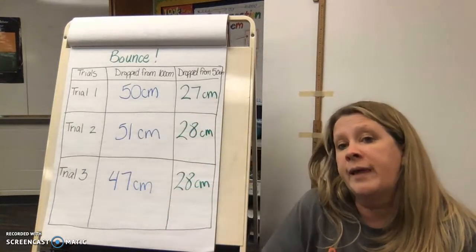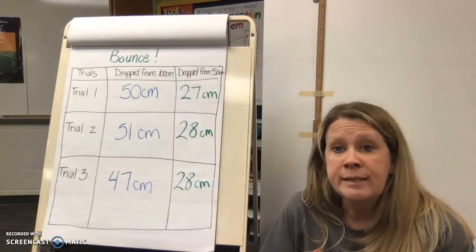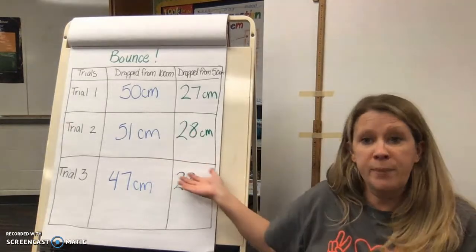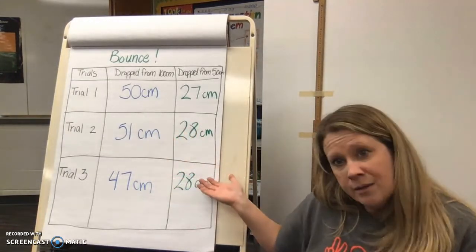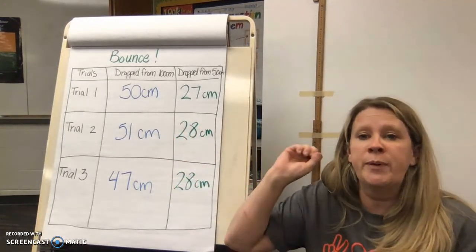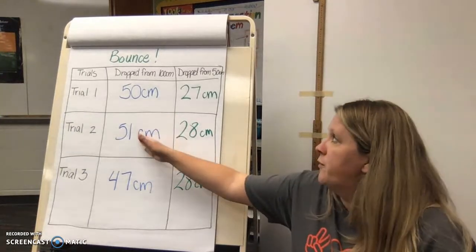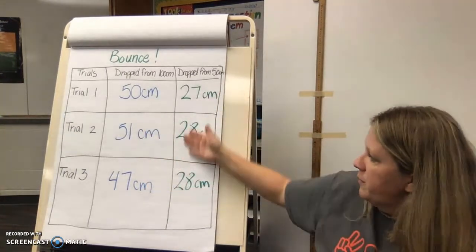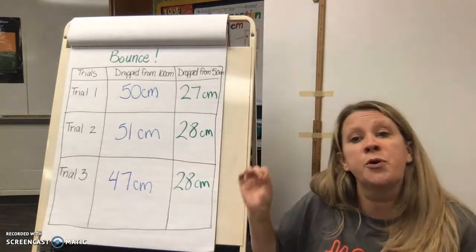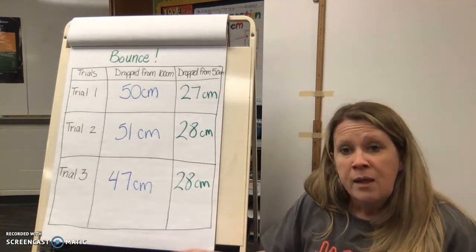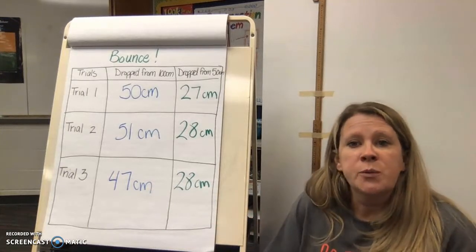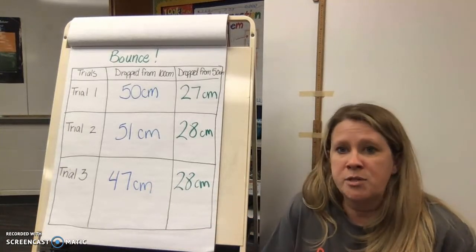And then you're going to do claim, evidence, and reasoning on your science learning path for this week. So the claim is what happened. What did we see? The evidence, you're going to pick 2 pieces of evidence, one from 100 centimeters, and one from the drop from 50 centimeters to prove your claim. And then the reasoning, you are going to explain why that happened. And you're going to use the words kinetic energy and potential energy in your response.